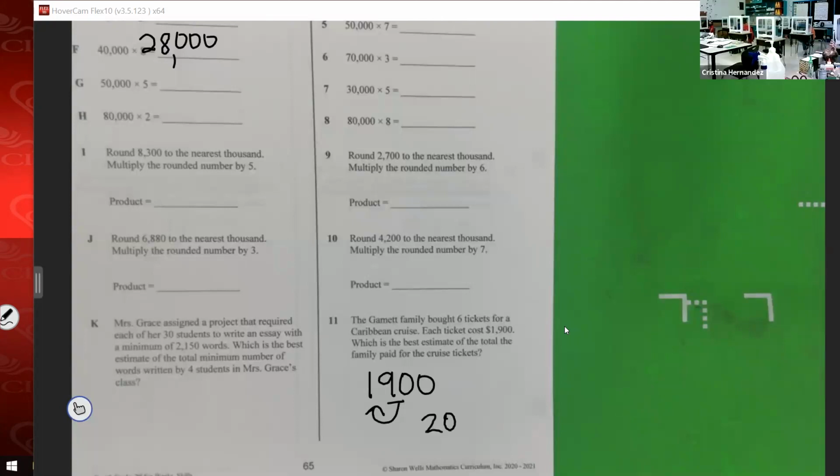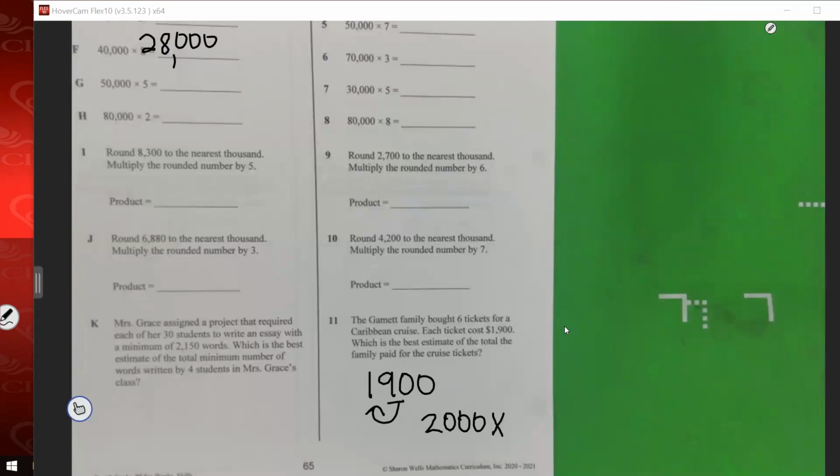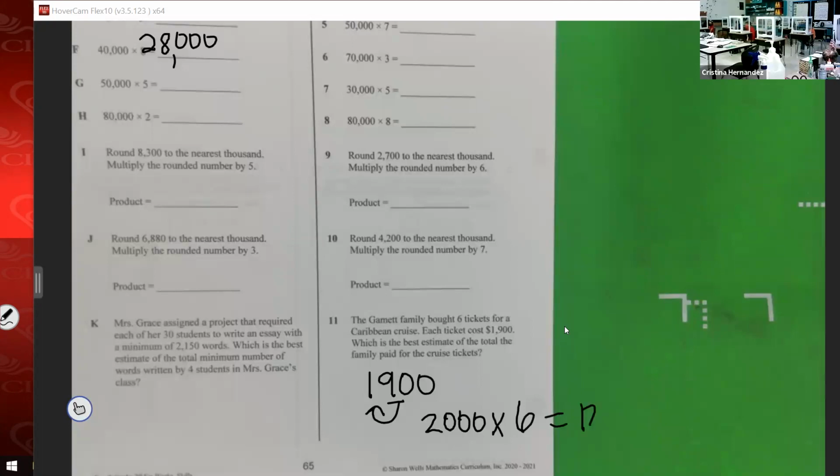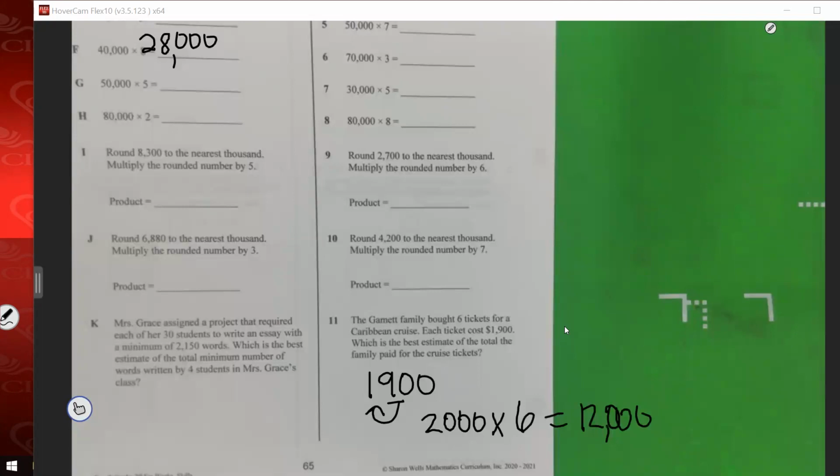2,000 times what? Times 6? 1,200. Wait, is it 2,000 times 6? Yeah, times 6. Oh, yeah, it's 12. So it'd be 12 with 3 zeros behind there. Okay. Miss Hernandez, yes. I had myself on mute and I was saying, would it be 12,000?